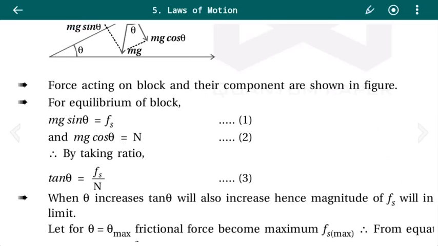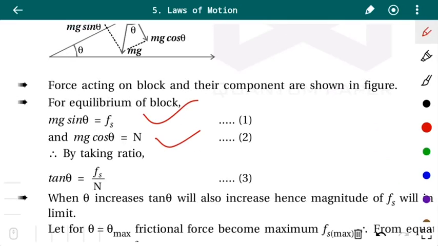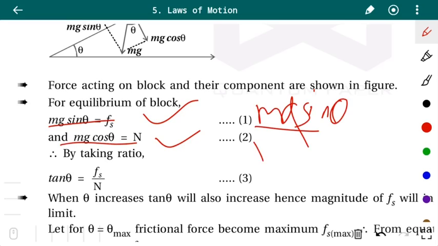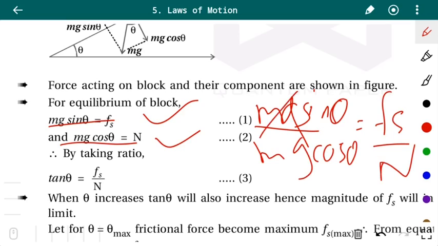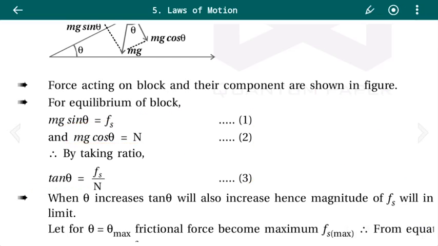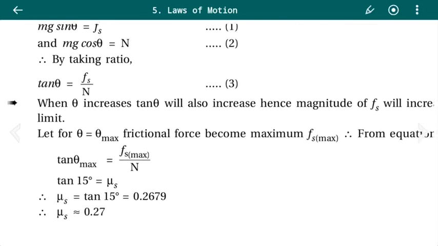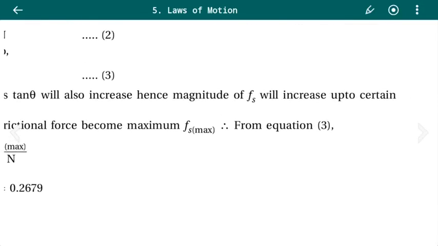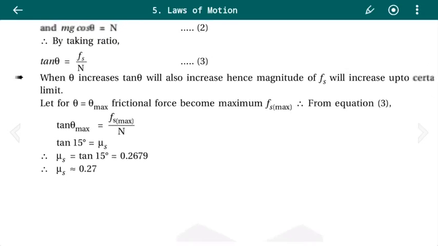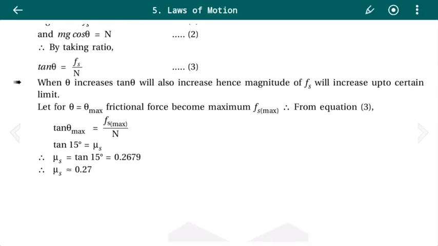So by taking the ratio of equation 1 and equation 2, we get mg sin theta upon mg cos theta equals Fs upon N. Here mg gets cancelled and sin theta upon cos theta becomes tan theta, and on the right hand side we are having Fs upon N. So when theta increases, tan theta also increases, hence magnitude of Fs will increase up to a certain limit.